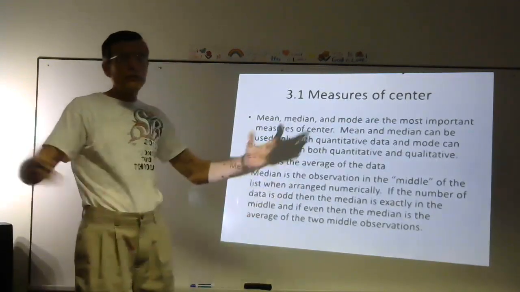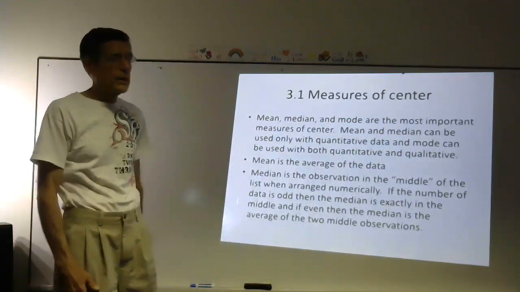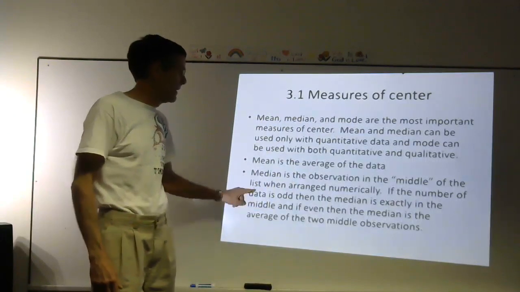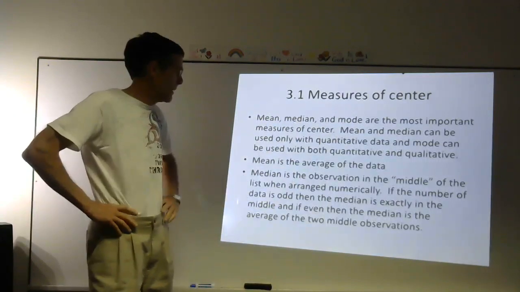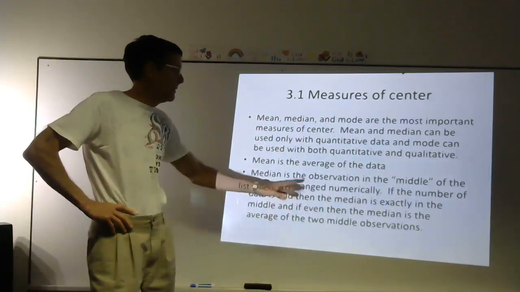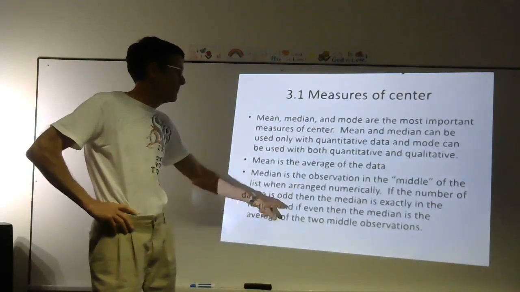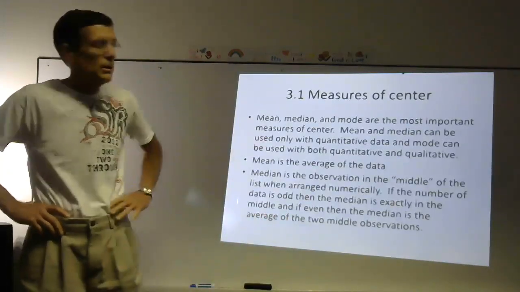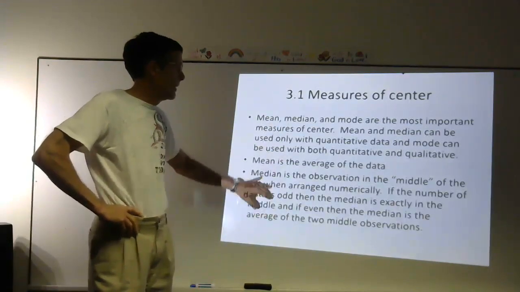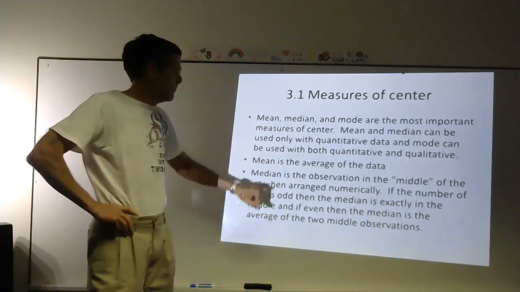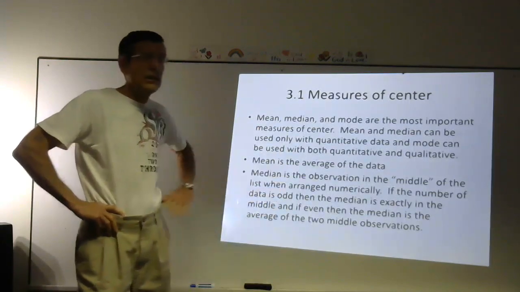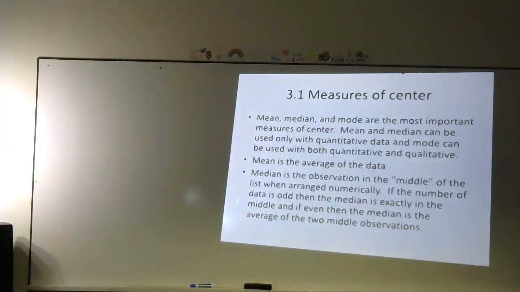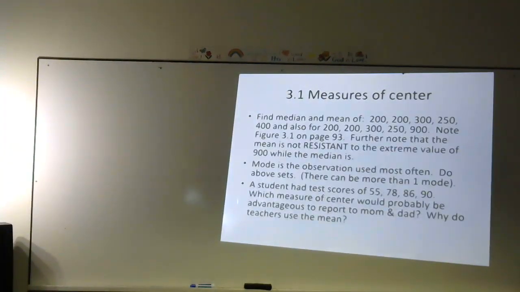Mean is simply the average. You add them up and divide by how many you have, right? Median is the observation in the middle of the list when it's arranged numerically, okay? If the number of data is odd, then the median is exactly in the middle, and if it's even, then the median is the average of the two middle observations, and we'll run into these when we do some examples today. But mode is the one used most often. Median is simply in the middle, and mean is the average. You add them up and divide by how many you have. Okay, so let's get started.